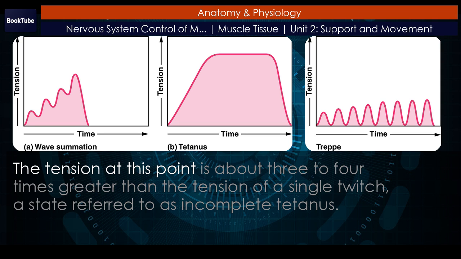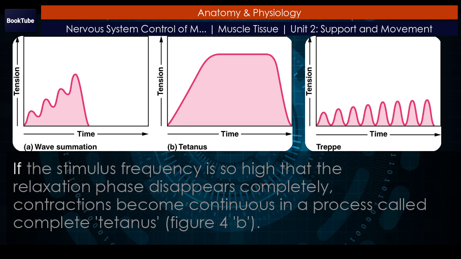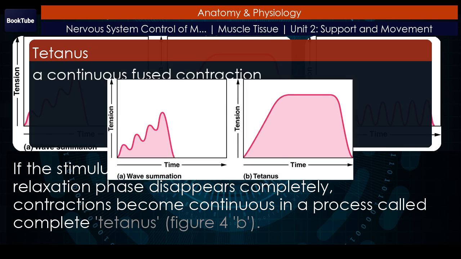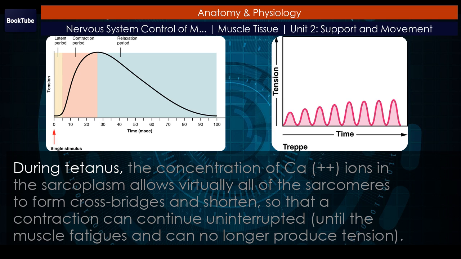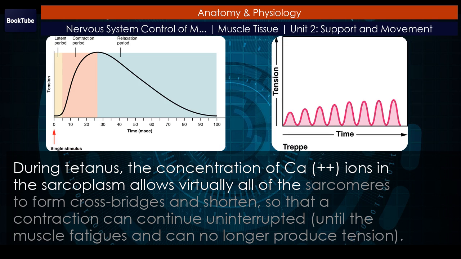The tension at this point is about 3 to 4 times greater than the tension of a single twitch, a state referred to as incomplete tetanus. During incomplete tetanus, the muscle goes through quick cycles of contraction with a short relaxation phase for each. If the stimulus frequency is so high that the relaxation phase disappears completely, contractions become continuous in a process called complete tetanus. Figure 4b. During tetanus, the concentration of Ca++ ions in the sarcoplasm allows virtually all of the sarcomeres to form cross bridges and shorten, so that a contraction can continue uninterrupted until the muscle fatigues and can no longer produce tension.